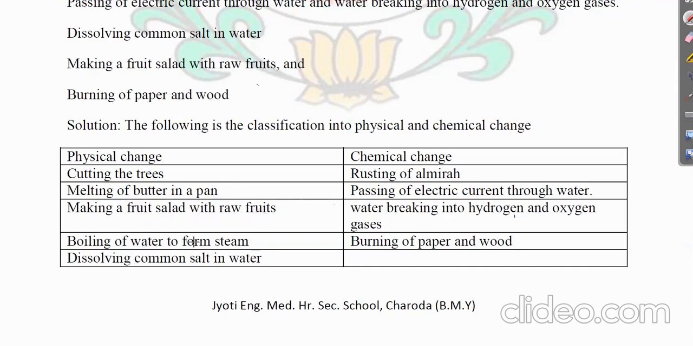Boiling of water to form steam: as steam can be condensed back to water, it is also a physical change. Dissolving common salt in water: by evaporating the water, we can obtain the common salt back, so it is also a physical change.